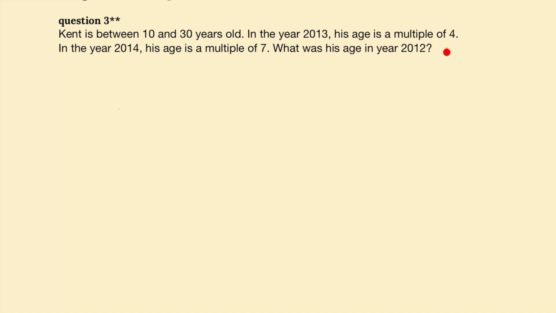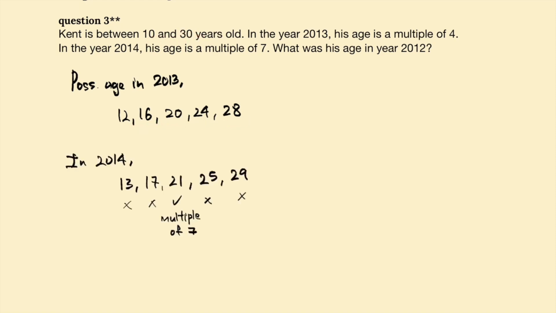Okay, we can use guess and check here. In the year 2014, hang on, that's the following year, isn't it? So it's going to add 1. Well, let's make a list then. So possible age in 2013 could be multiples of 4. It can't be 4 because between 10 and 30. So these are the possible ages. In 2014, we'll simply add 1. So 12 becomes 13, right? 24 becomes 25, all right, and so on and so forth. And do we have a multiple of 7? Yeah, we do. Right here is a multiple of 7.